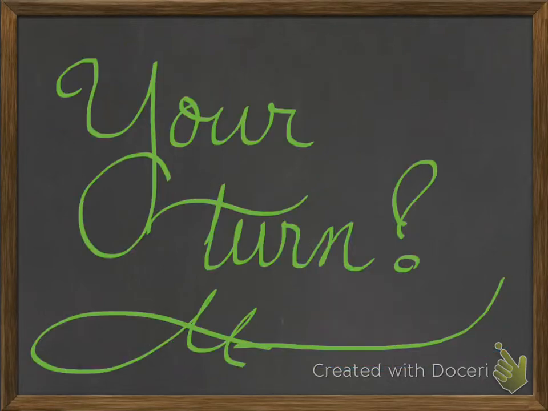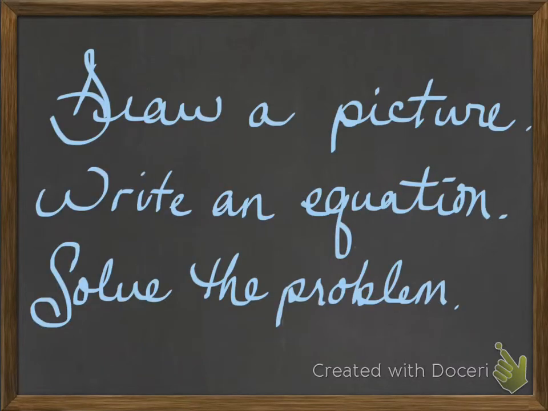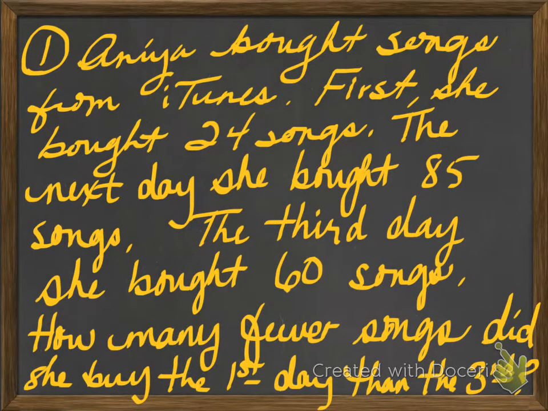All right, your turn. See if you can draw a picture model to show your thinking, and then write an equation and solve the problem. Number 1, Anaya bought songs from iTunes. First, she bought 24 songs. The next day, she bought 85 songs. The third day, she bought 60 songs. How many fewer songs did she buy the first day than the third day? Make sure that you find the important information, draw a picture model, write an equation, and solve the problem.